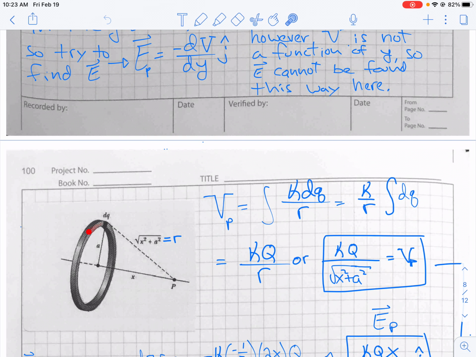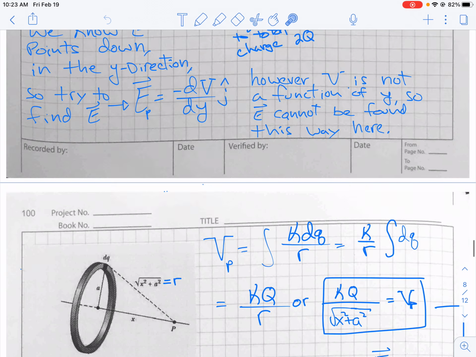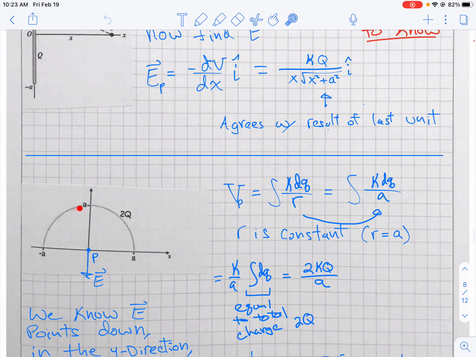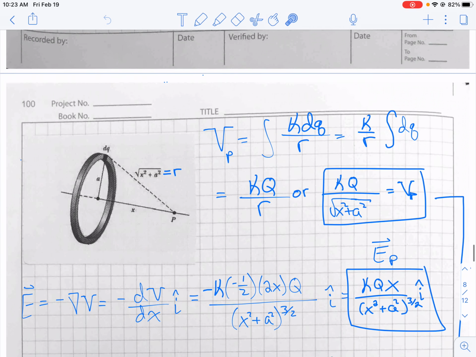Next one, ring of charge at some point P over here. Now you could use the same technique that we just used to find the voltage in the very middle. It would be the exact same integral. You would just have a full ring instead of half a ring, but you would still end up with this integral of dq, and you'd still end up with the total charge over there.